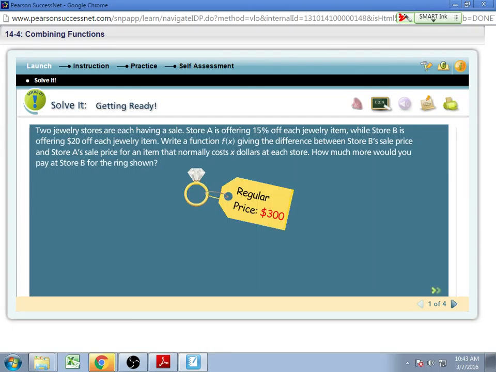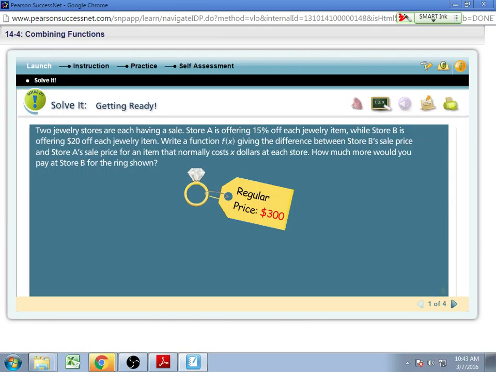We want to figure out the difference between these two situations. What's the difference between the two stores and which one's better? Now if we look at these, B gives you $20 off. A gives you 15%. If you think about it right now, which one of those do you think is better? Percent, right? Because 15%, if the base price is 300.